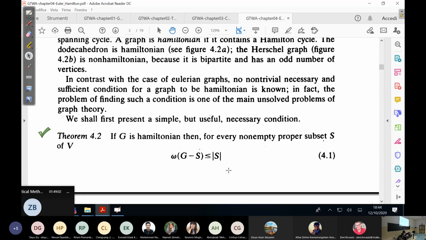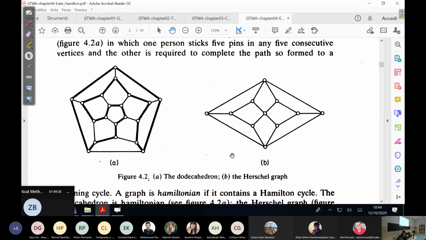Be careful again not to invert an implication. What you can use is what I have already recommended to you, the contrapositive. So if you find even only one subset S, such that if you delete the vertices of S, you obtain more components than the number of vertices of S, then you are sure that your graph is non-Hamiltonian. Okay?